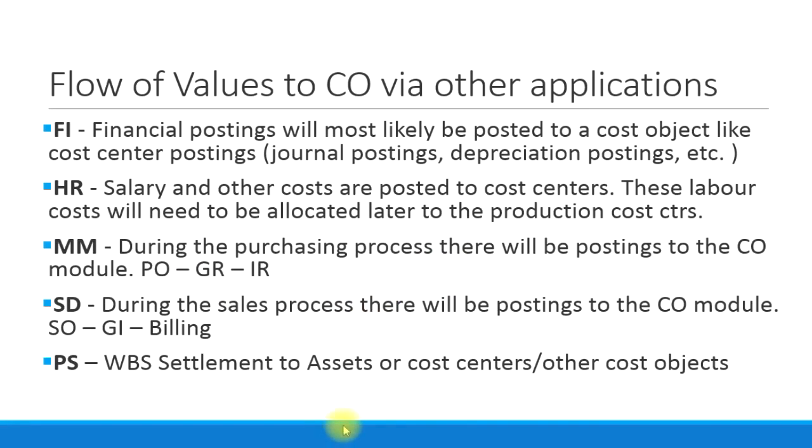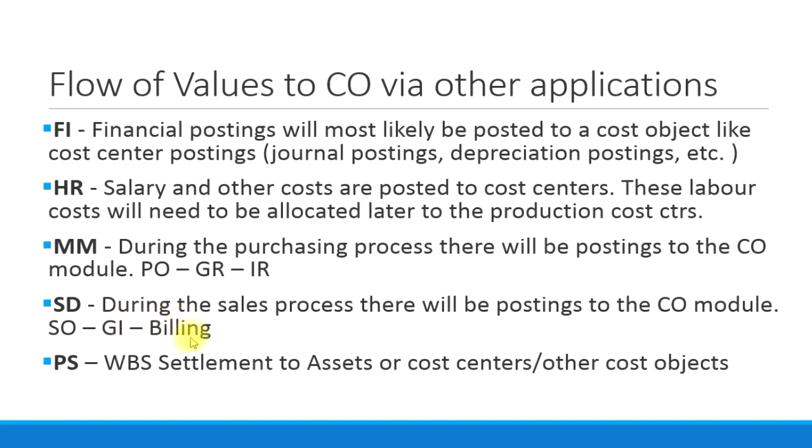Now the SD module, which is the sales and distribution module of SAP, is another logistics module. So the interaction between the SD module and the CO module happens during the sales process. At the sales process, initially you'll be creating something called a sales order, which you'll be sending to your customers. And then you'll have the process of goods issue, where you're actually going to send out the items to the customer. Then the billing, where we are going to send the invoices.